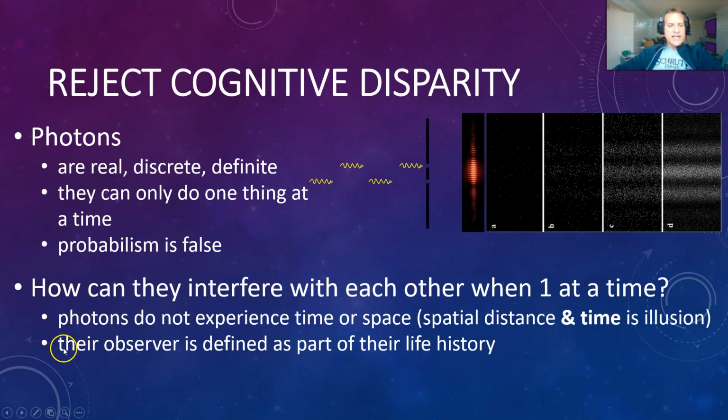We also learned in the last episode that for a photon, their future observer, what to us is a future observer, for them is actually defined as part of their life history. So their observer is defined as part of their life history as soon as they're created. So a photon knows exactly where it's going to go. So yeah, this is a neat concept.